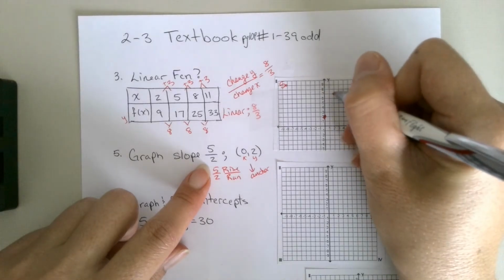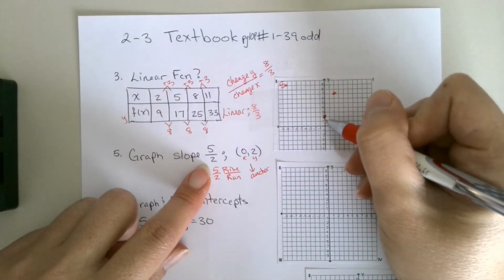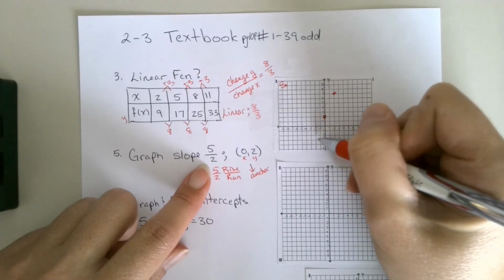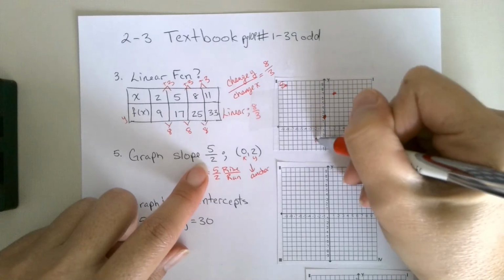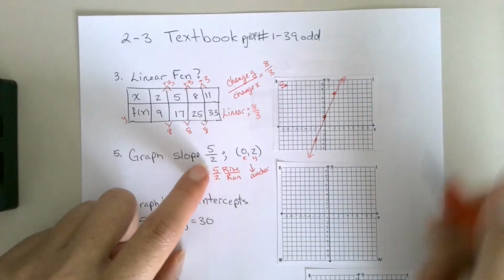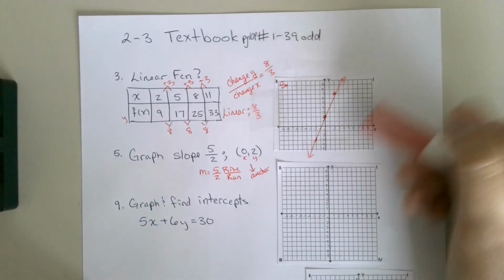So it's a positive rise and a positive run. I can also go down 1, 2, 3, 4, 5, and I would go left 2. I have a positive slope, so my line should be increasing as I go from left to right. So it's a little bit steeper, but it's a positive slope.